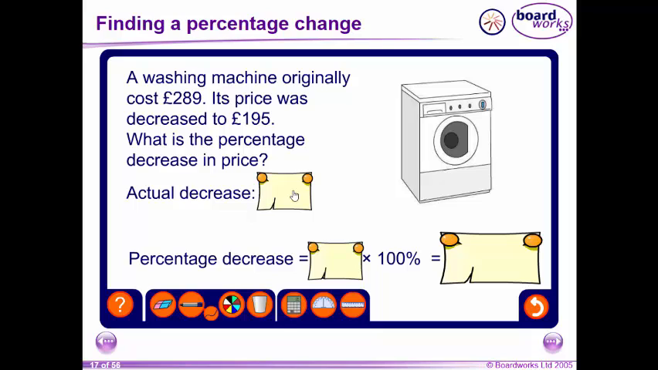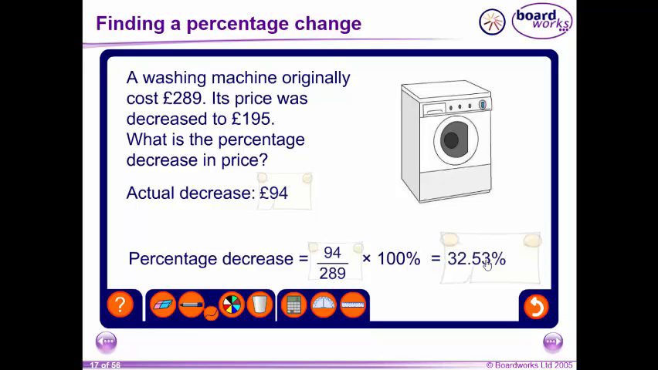Well, the actual decrease in price will be 289 minus 195. And now we want to see that decrease as a percent of the original amount, always the original amount. So it'll be 94 divided by 289. But we want a percentage, so we're going to multiply that fraction by 100. That will give us a percentage decrease.